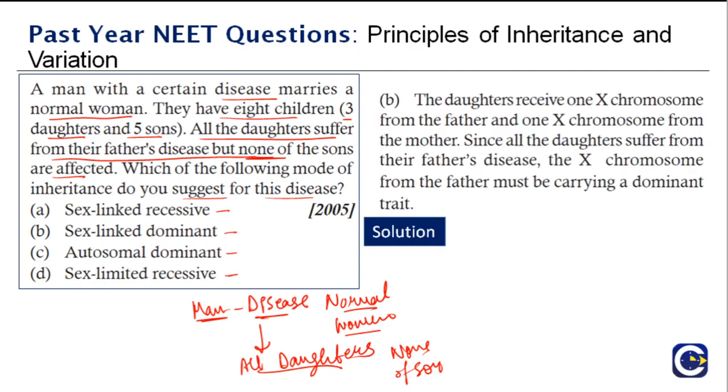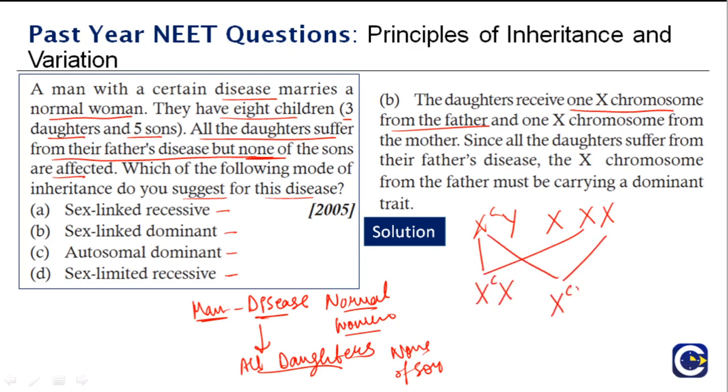The right answer here is sex-linked dominant. The daughters receive one X chromosome from the father. So the man here is diseased, and this is the genetic composition of the man, and he marries the normal female. All the daughters are having the disease.